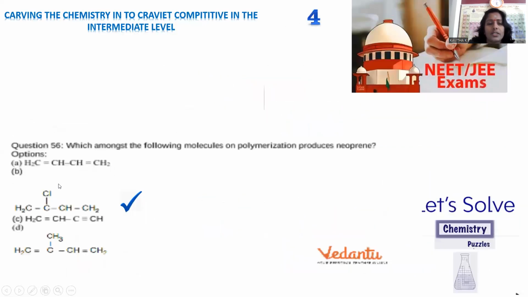Let's go with question number 4. Which among the following molecules on polymerization produces neoprene? Neoprene is a synthetic polymer. What is the monomer in order to synthesize it? 1,3 butadiene is not possible; that we can use for Buna rubber. In case of neoprene, a chloro substituted 1,3 butadiene is the suitable answer. We can say 2-chloro 1,3 butadiene is the monomer in order to synthesize neoprene.